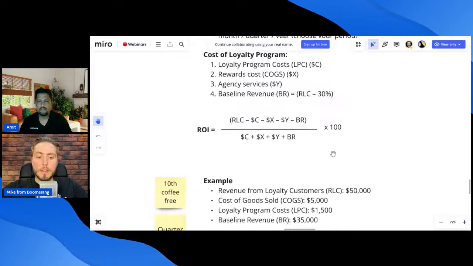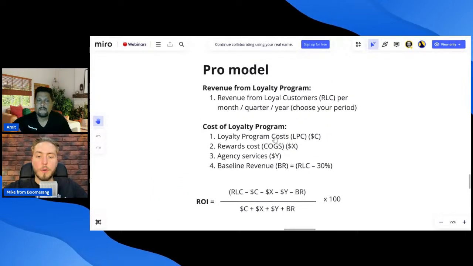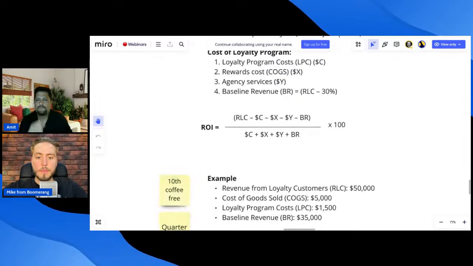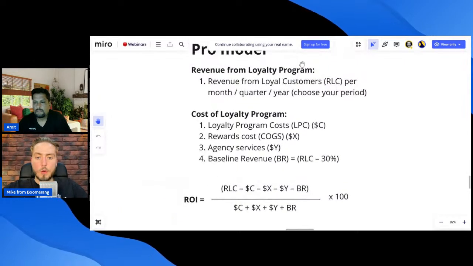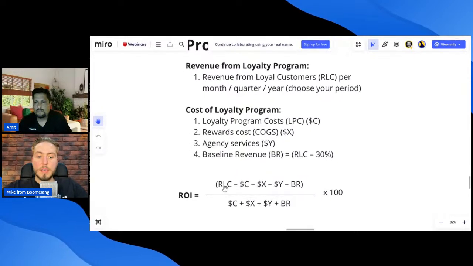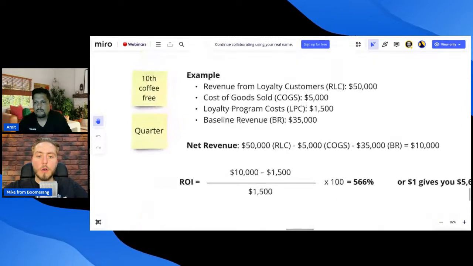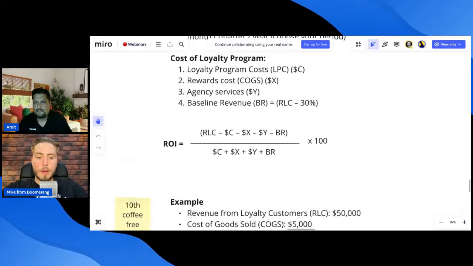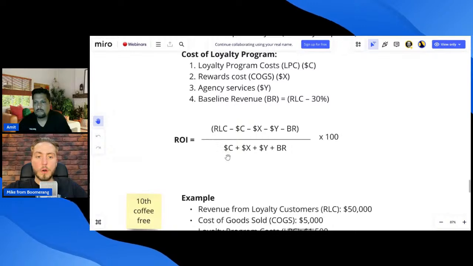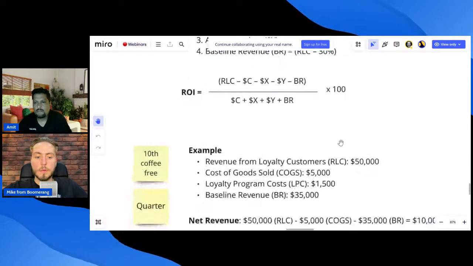How do we calculate the pro model of ROI calculation? In this case, we need to take all the revenue from the loyalty program minus the loyalty program cost, the reward cost, agency profitability, and the baseline revenue. With this calculation, we try to figure out the net revenue of the loyalty program, right? And divide it by all the costs and multiply by 100%.